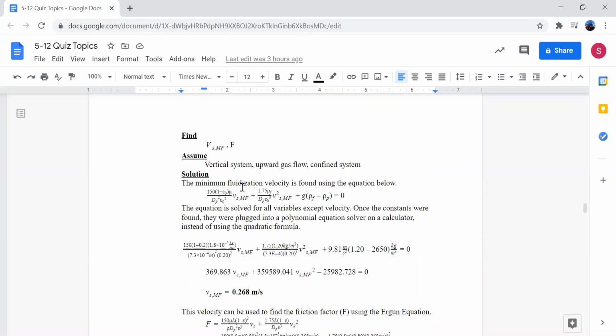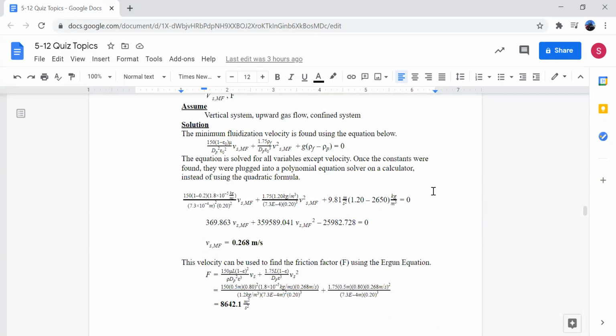Everything in here is known except for the BS part. And so you can plug all of those in to get the constants in front of there, and then you can use a calculator to solve for this, or you can use the quadratic formula to solve for the polynomial, and this is the value you get.